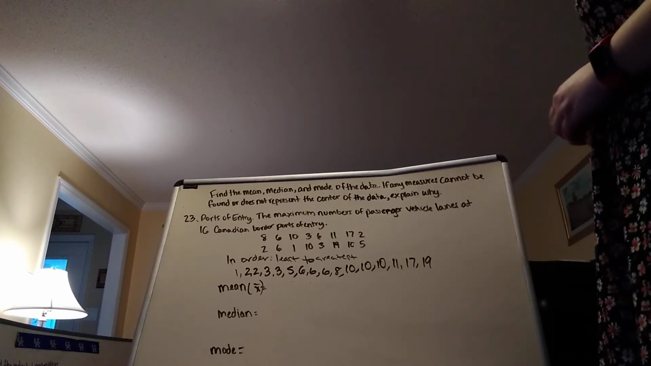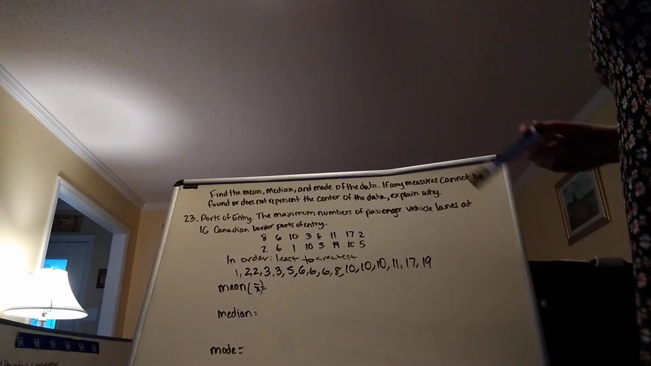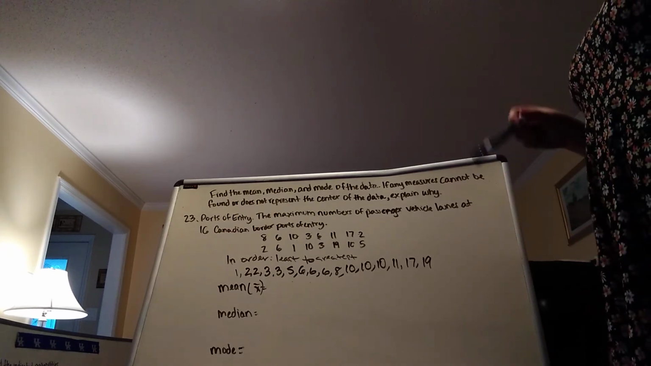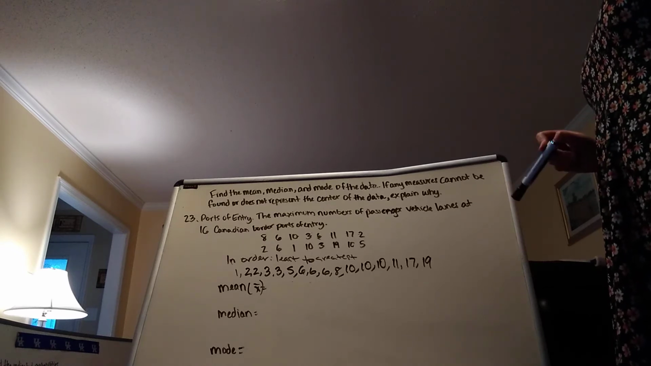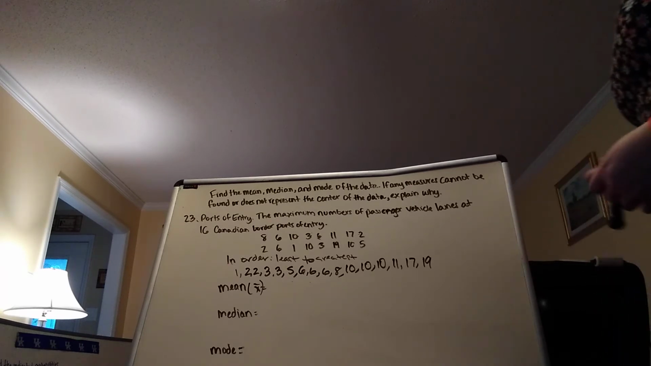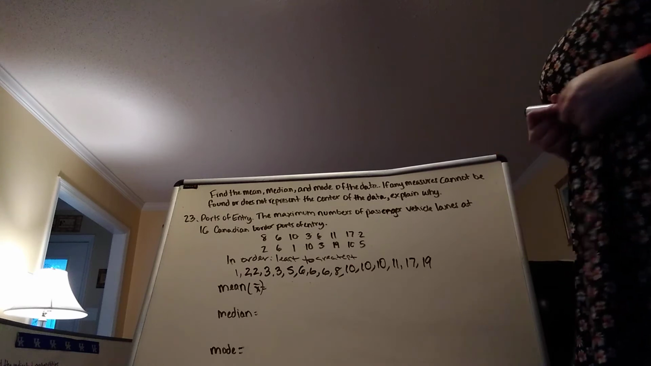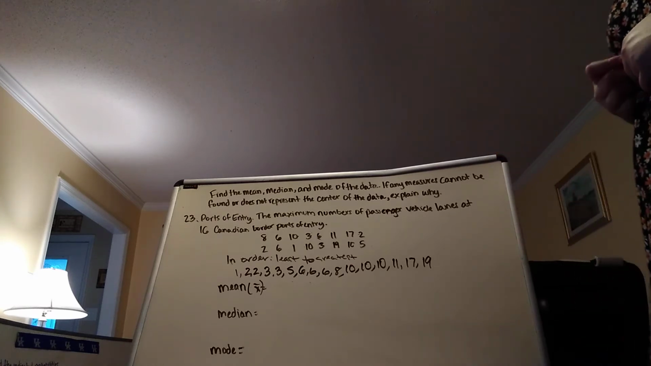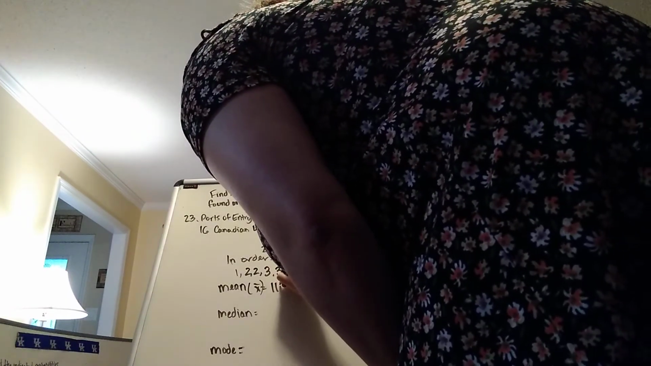Your first step would be to set them in order from least to greatest, which I have done for you already, which is 1, 2, 2, 3, 3, 5, 6, 6, 6, 8, 10, 10, 10, 11, 17, and 19. Now, to solve for your mean, you have to add up all your terms together and divide by the number of terms there are. So when you enter this into your calculator, you will have 119 divided by 16. So that tells you that your mean is going to be 7.4.